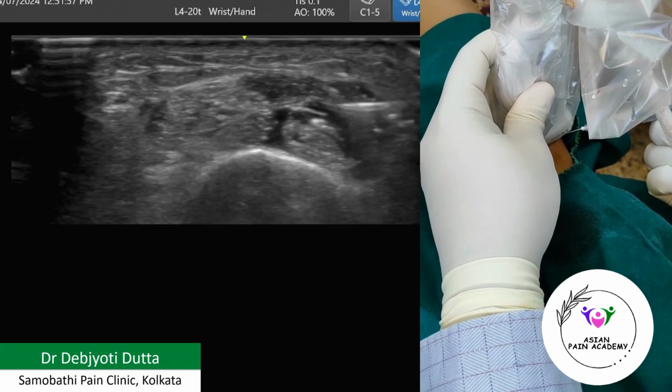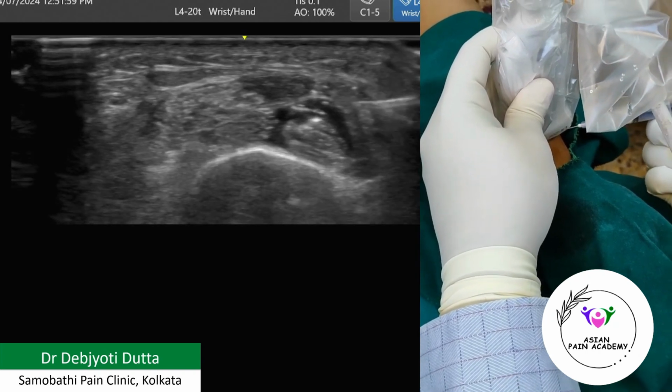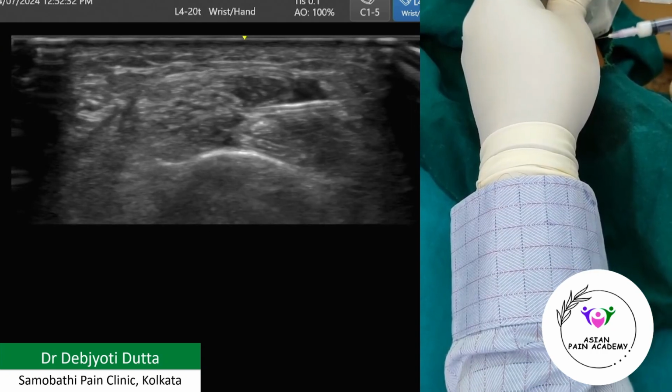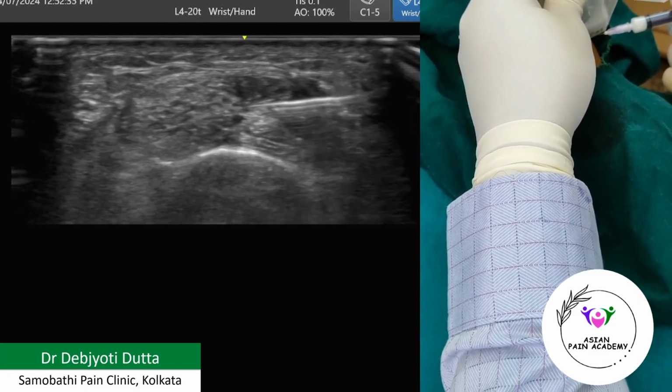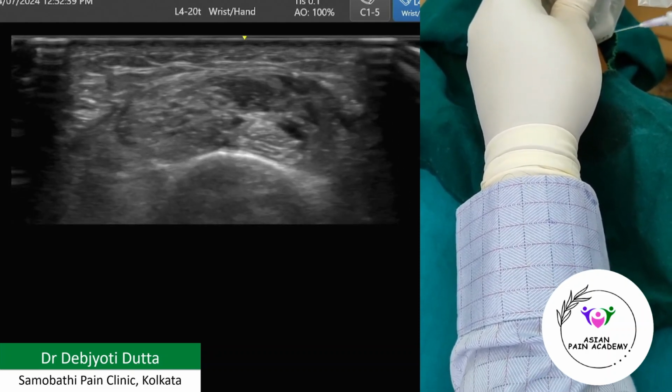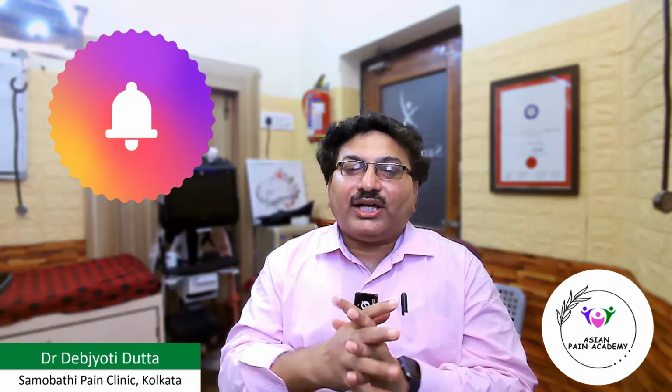So it's a simple technique, but you have to do it under ultrasound so that your needle tip never enters the tendon. It should be either in the sheath or in between at the intersection, so that tearing of the tendons or injury to the tendons does not happen, which is common if you are doing an unguided injection. So this is the technique.